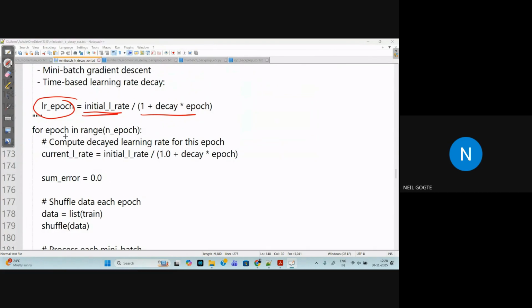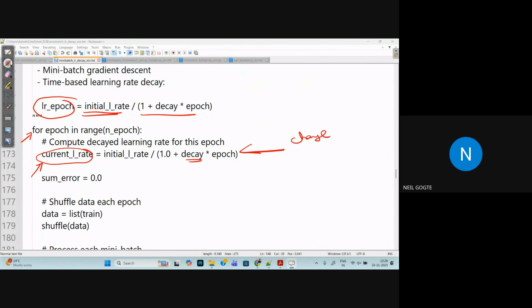So now look at the loop. This is the training loop, for epoch in range. We are going through all the epochs. At the beginning of every epoch, we are computing a new learning rate. That's all. This decay is a parameter which is defined somewhere else. It's a constant, 0.001. It's a hyperparameter. This is the only line where I make a change, and obviously wherever I use the learning rate, I should use this current learning rate in my equation.